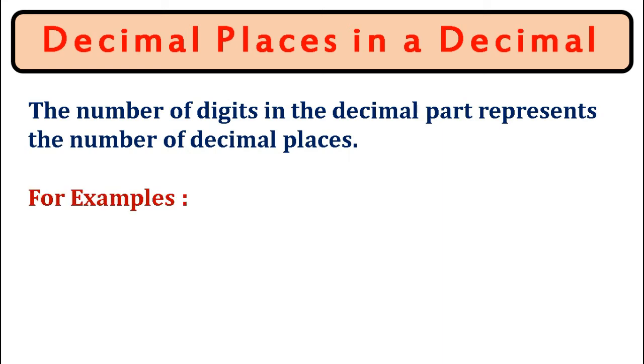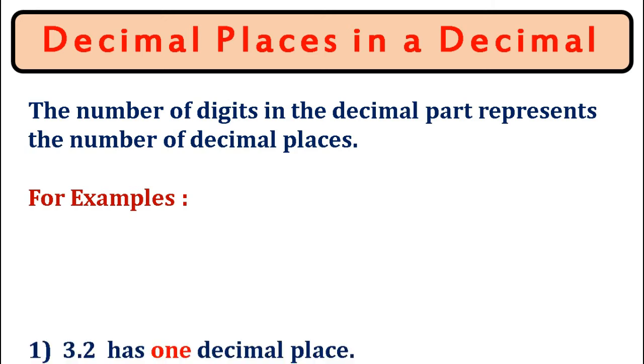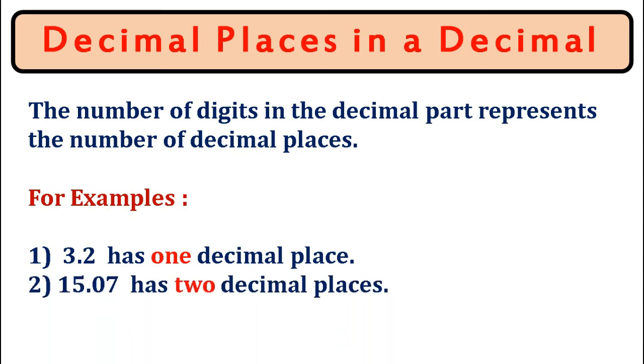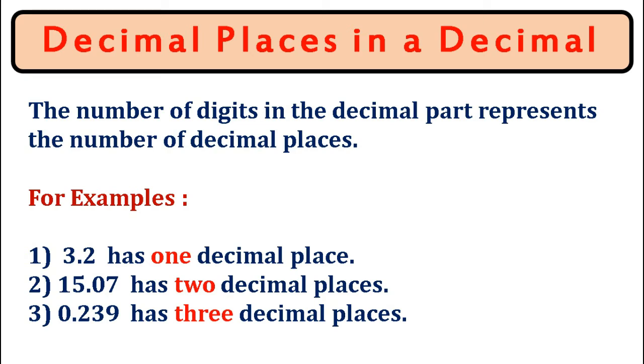Let us look at a few examples. The first example has number 3.2, where there is only one digit after the decimal point. So 3.2 has one decimal place. The second example has the decimal number 15.07, where there are two digits after the decimal point. So 15.07 has two decimal places. The third example is 0.239, which means there are three decimal places.